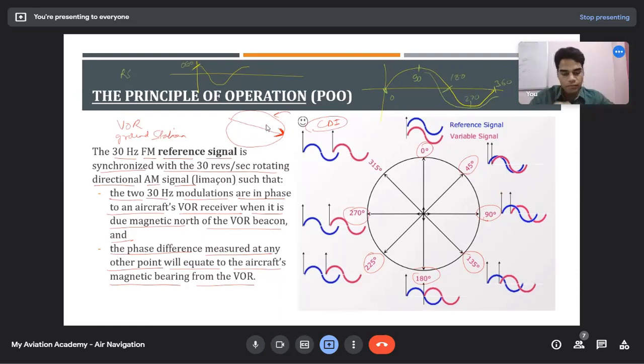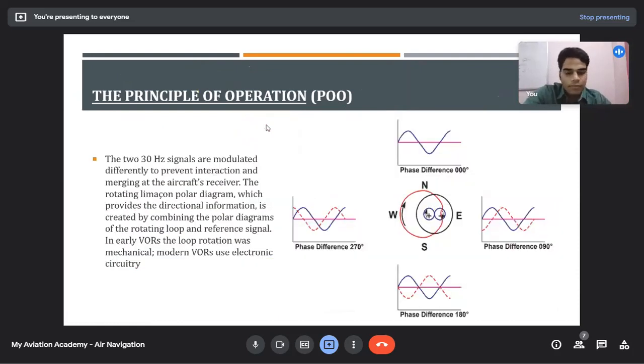Anyways, I hope you already get this. So this is the same diagram. I have tried all the things I can to describe the same thing.